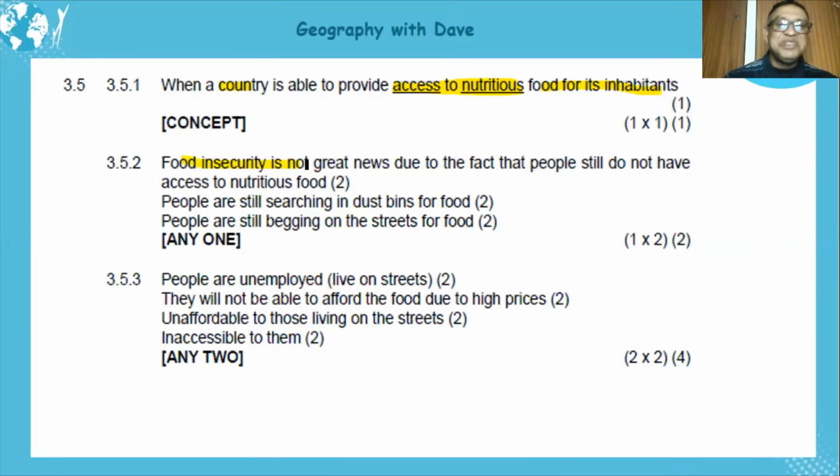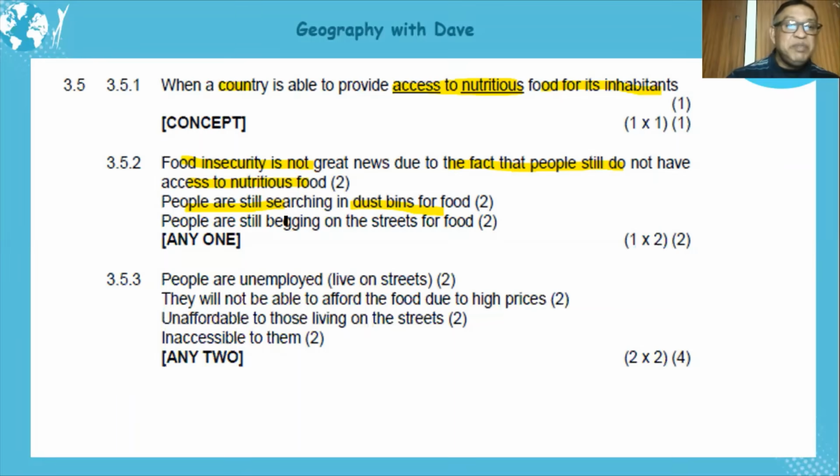Food insecurity is not great news, because people still do not have access to nutritious food. The guy is looking in the bin. Okay, that means whatever scraps he gets, he's going to eat. People are still searching in dustbins for food. So how can you be food secure, to have your nutritious food? Remember, it's not just about food. You may find some scraps in that bin which may fill his stomach, but may not be nutritious food.